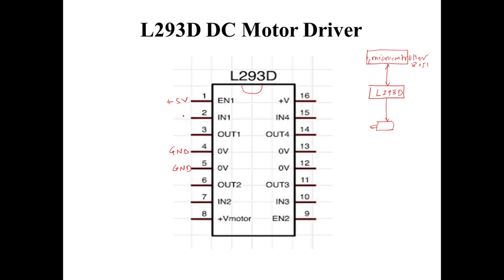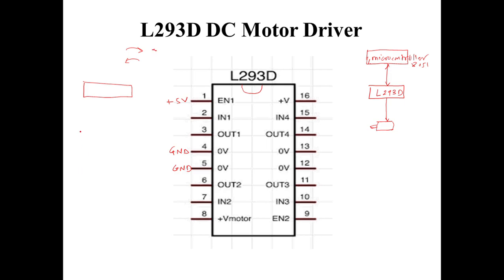So here basically I'll be connecting the microcontroller to pin number 2. Basically, what I'm going to do is control the DC motor. When I say controlling, it means I'll give rotation to this particular DC motor. Initially I will rotate the motor in a clockwise direction, and then I'm going to rotate it in an anti-clockwise direction.